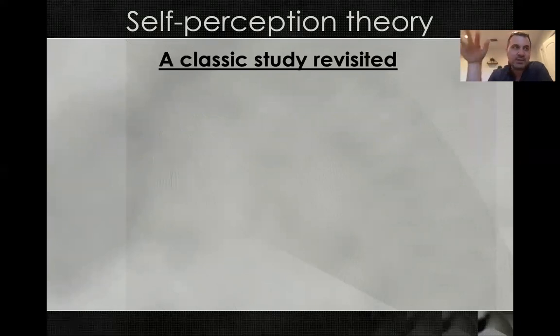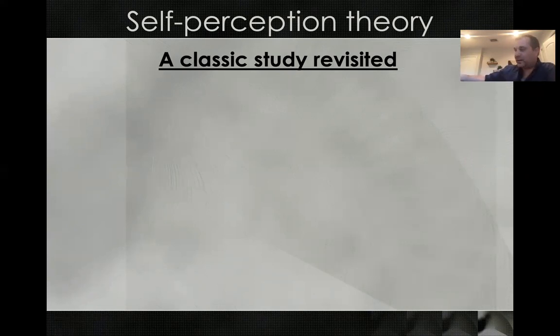Okay, this is the study we talked about last class, where participants engaged in a really boring task, and they were then randomly assigned to one of three conditions. One group of people never lied to anyone else. A second group of people lied to another participant and told them how much fun the study was for $1. And a third group of people lied to someone else and told them how much fun the study was for $20.